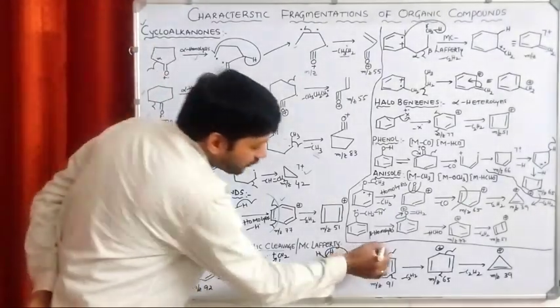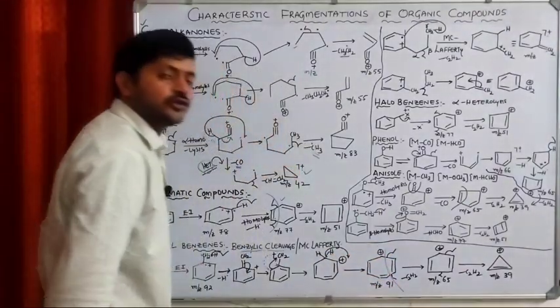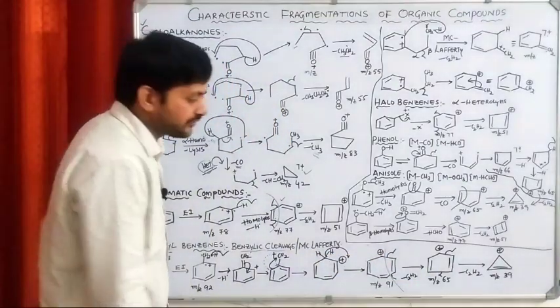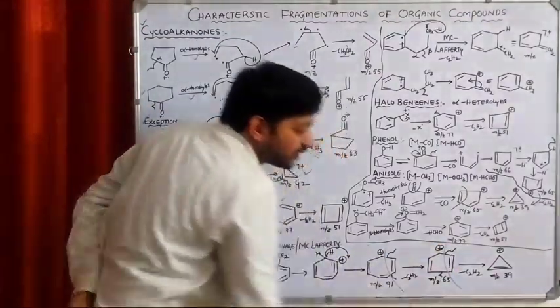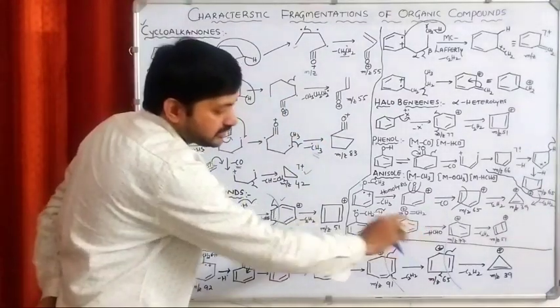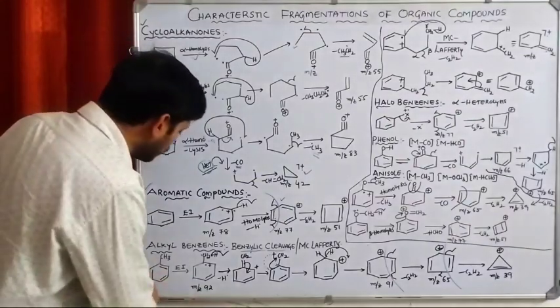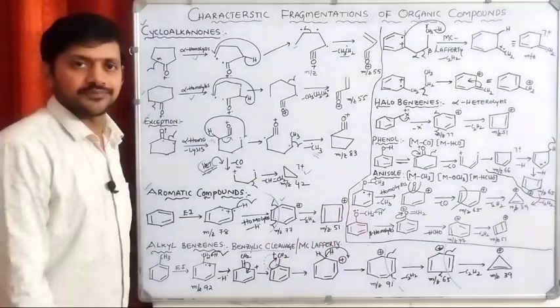Now what happens? Followed by the elimination of acetylene, it can create a 5-membered ring of m/z 65. Again, removal of acetylene can create a 3-membered ring of m/z 39. So in this way we need to do the benzylic cleavage.